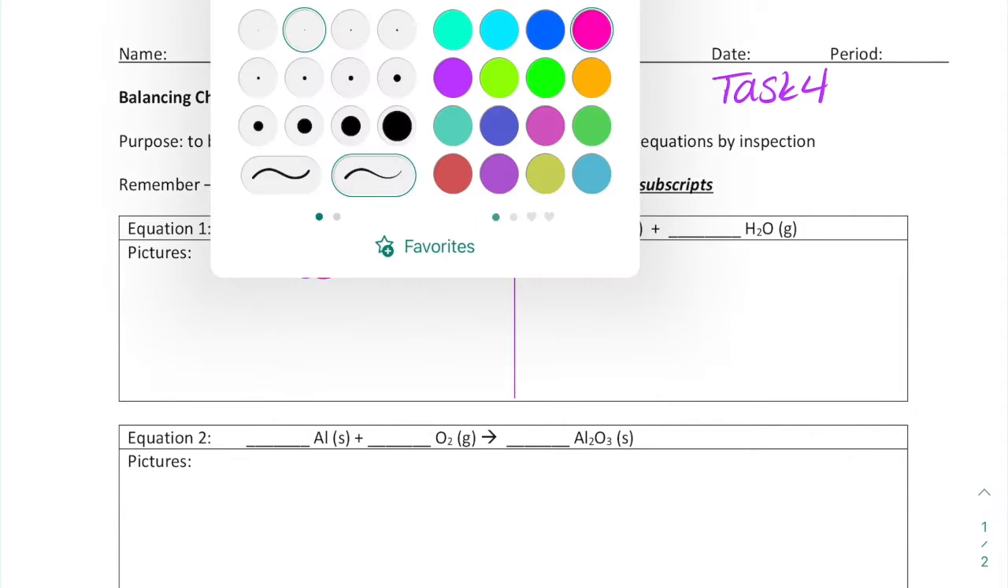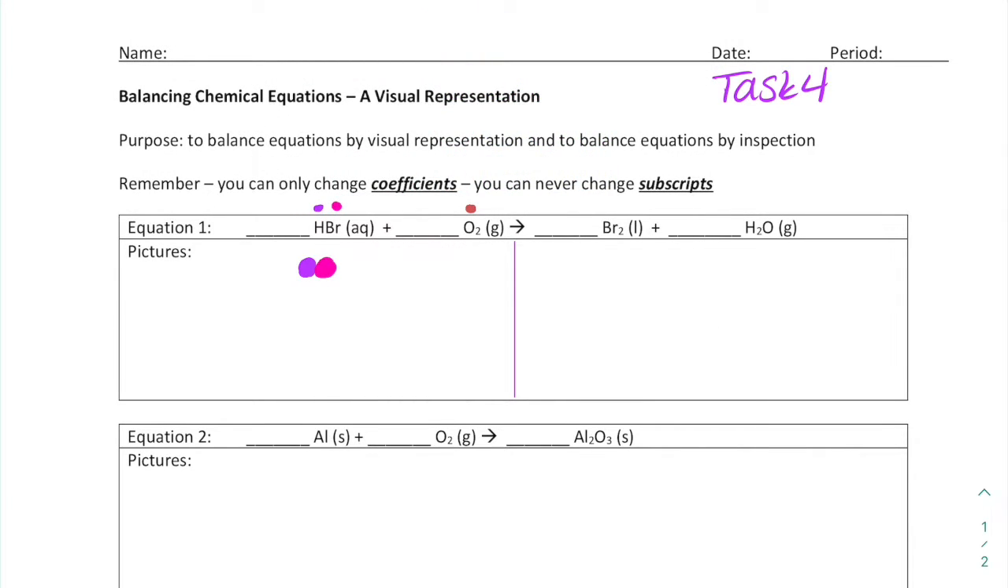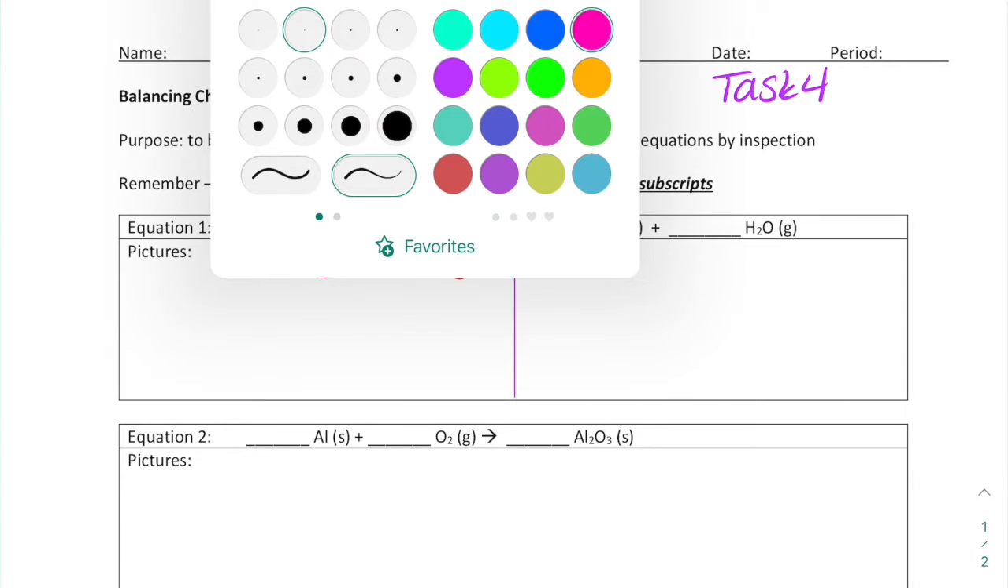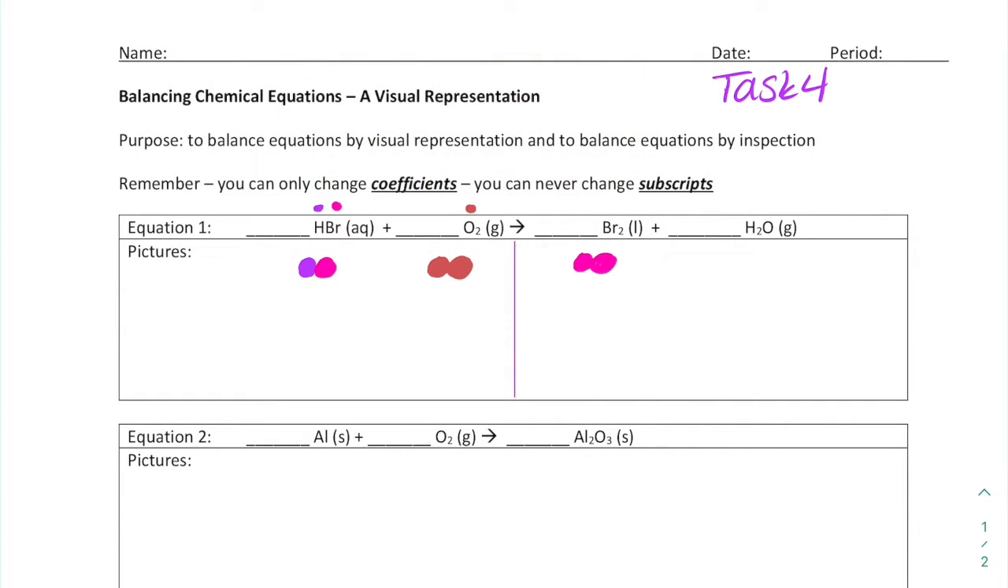For oxygen, it's a diatomic, so it's O2. Oops. And so that there's 2 of them together. Remember, it's an element molecule. That's what a diatomic means. Use your Hofbrinkel to help you remember that those 7 are diatomic. And then let's do the product side. Bromine is one of those diatomics. So it's Br2 on the product side. And then water, H2O. So we've got 1 oxygen.